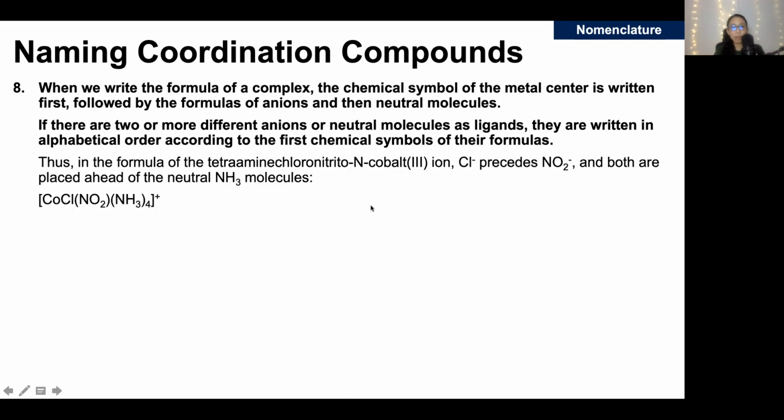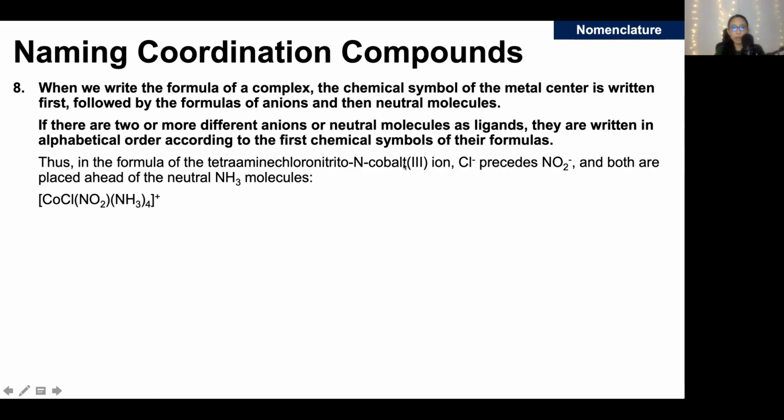Now, how do we write the chemical formulas of your coordination compounds? What you only need to keep in mind is that the metal center or the metal ion should always come first. And then the order of the ligands would be anions first, and then neutral ligands last. And then the order would be alphabetical. Okay, alphabetical order according to the first chemical symbols of their formulas.